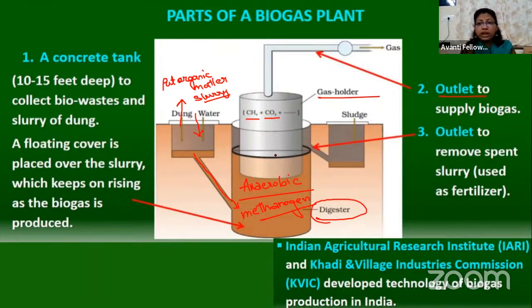As the decomposition takes place, it starts fermenting and rising in level. So whatever organic matter gets digested starts moving towards the next chamber through this outlet. Now the sludge which is formed here after the decomposition by the methanogens is used as manure.